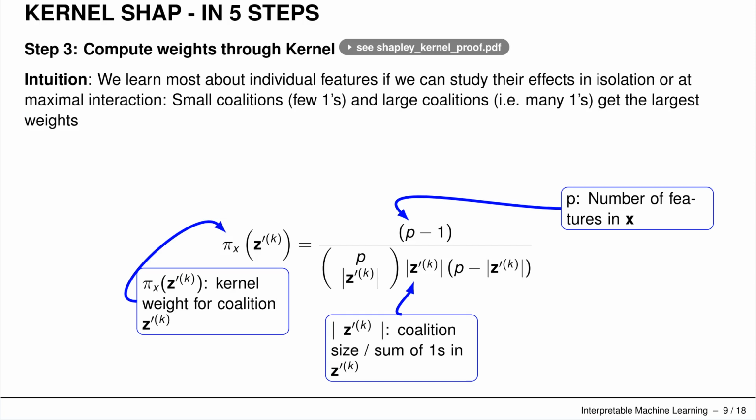And now we calculate those weights by dividing the number of features by some binomial coefficient and the size of the coalition. So here we have the number of features, and here we have basically the coalition size and some normalization factors. And that gives us the kernel weight for our coalition Z, so a row of that matrix.